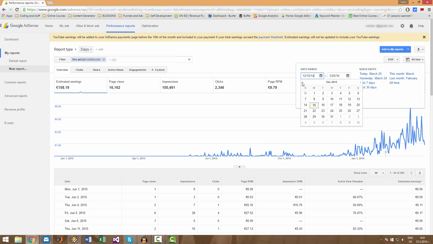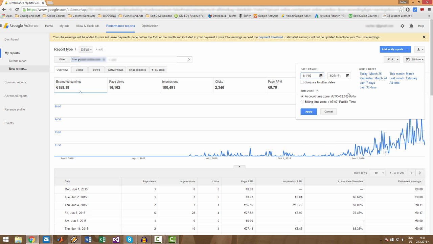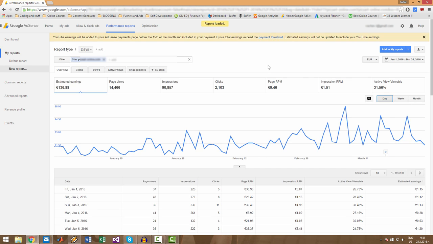Now, let's select the last 90 days. So we want to go January 1st. All right, now last 90 days. All right, so we have a bit more information here. Currently our graph on the horizontal axis has days. It lets you see the graph in a more granular way. You see a lot more dots on the graph.